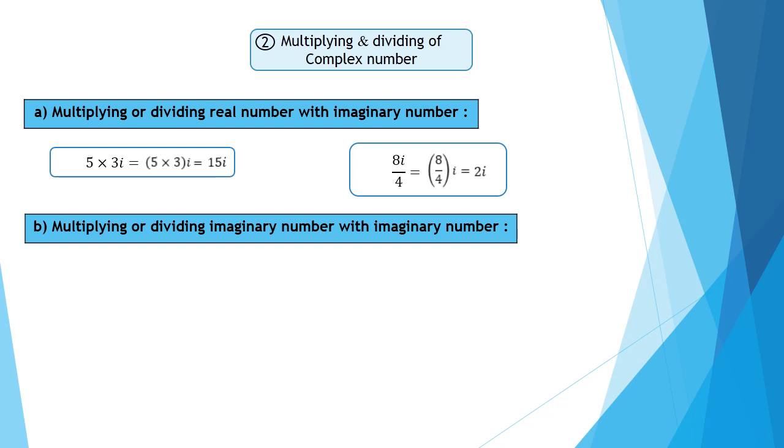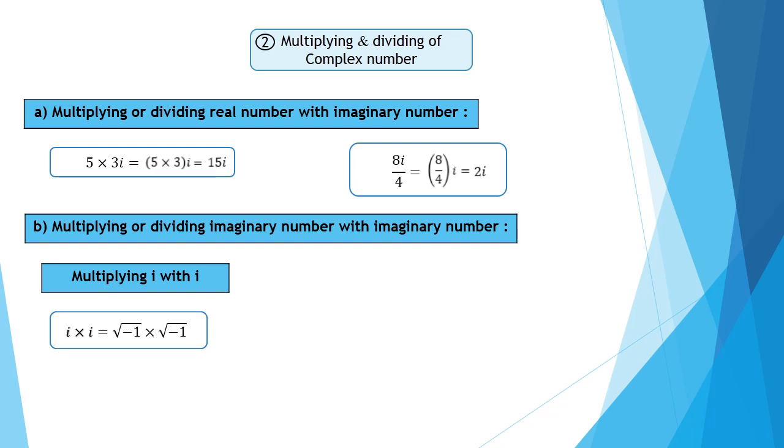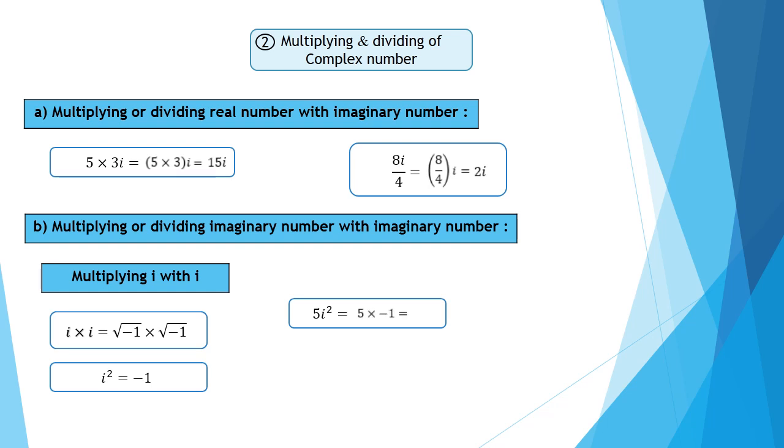The second case: we are going to multiply or divide an imaginary number with an imaginary number. Let's start by multiplying i with i. What will we get? Multiplying i with i is the same as multiplying the square root of negative 1 by the square root of negative 1, so i squared will equal negative 1. Let's take an example. If we have 5i squared, this means that we can remove i squared and put negative 1 instead of it. Then we will get 5 multiplied by negative 1, which is equal to negative 5. Then it is a real number. So squaring i will give a real number.